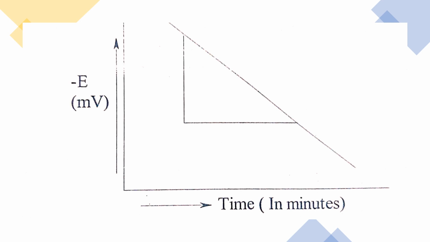So this is a plot for EMF versus time. Then you will get a straight line with slope. So you are taking EMF on the y-axis and time on the x-axis and you will get a straight line.